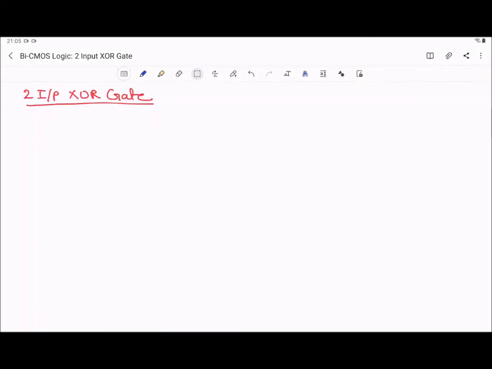I am going to tell you how to implement a two input XOR gate using BiCMOS logic. The logic function of a two input XOR gate can be written as f = a bar b + a b bar. This can also be written as the complement of the XNOR gate, that is (a bar b bar + ab) whole bar.